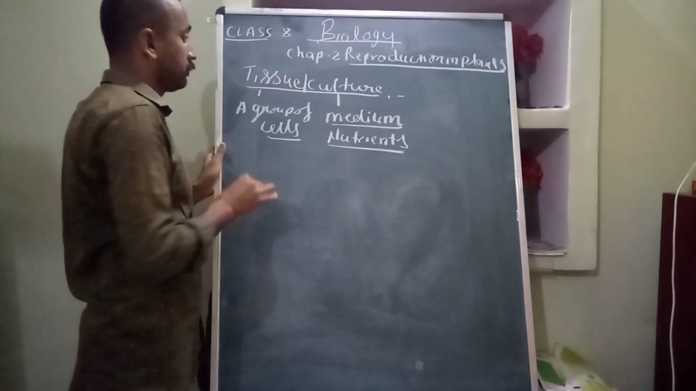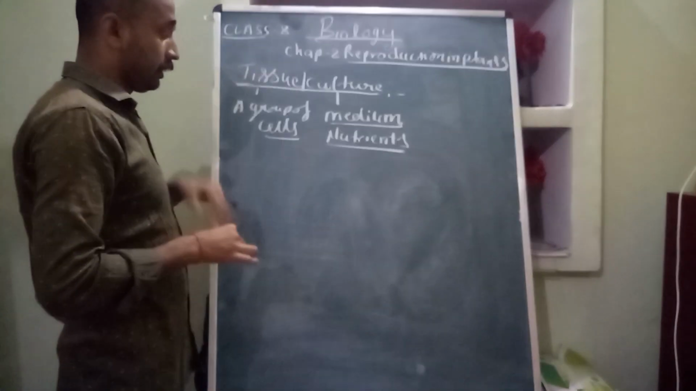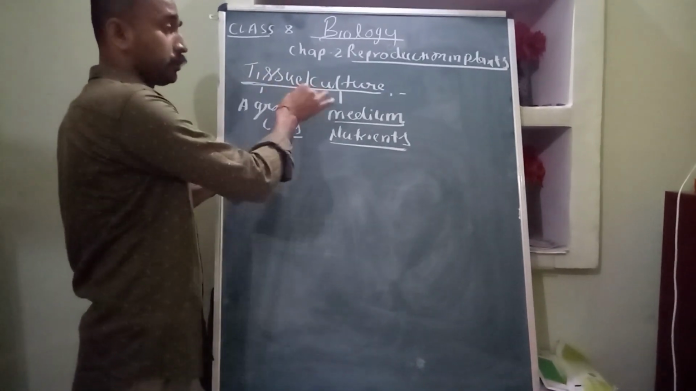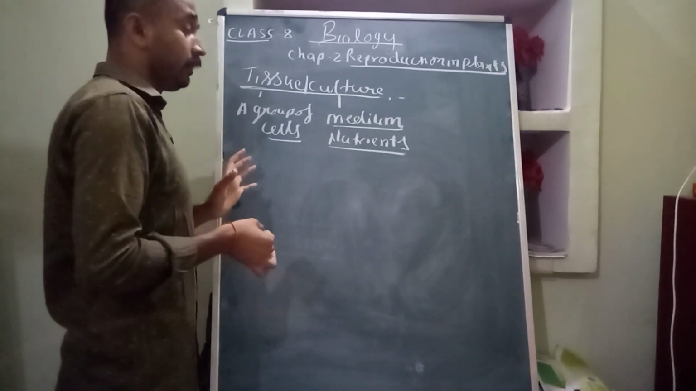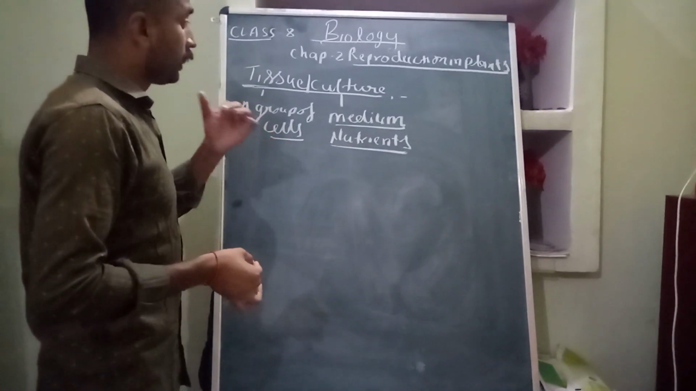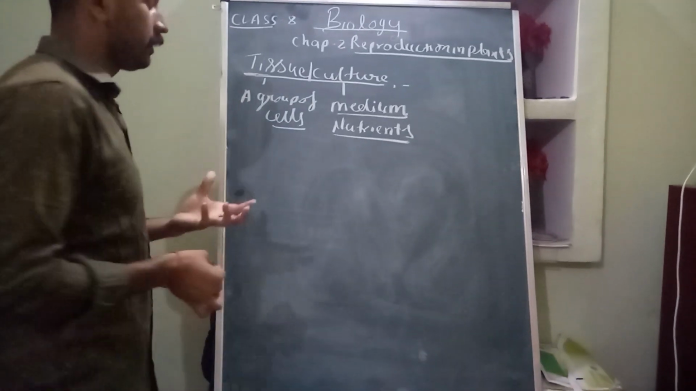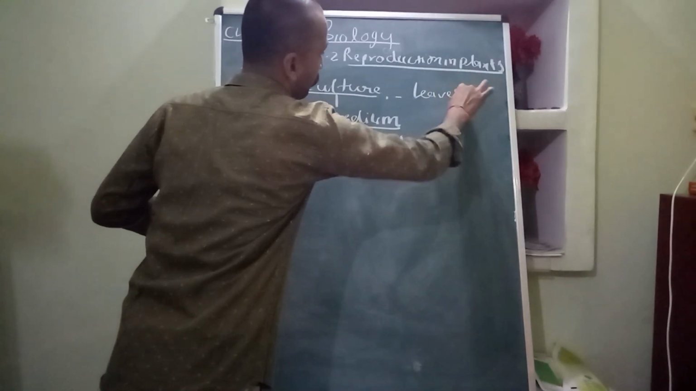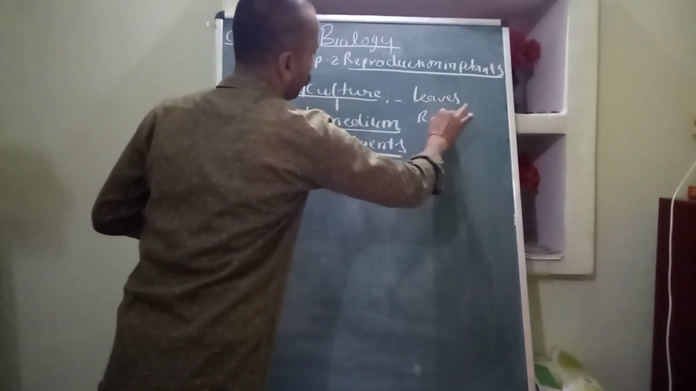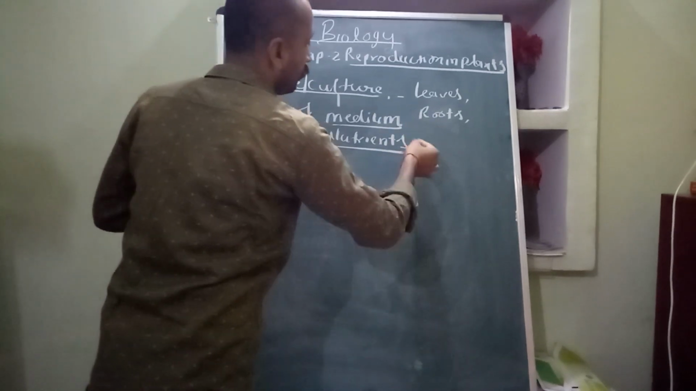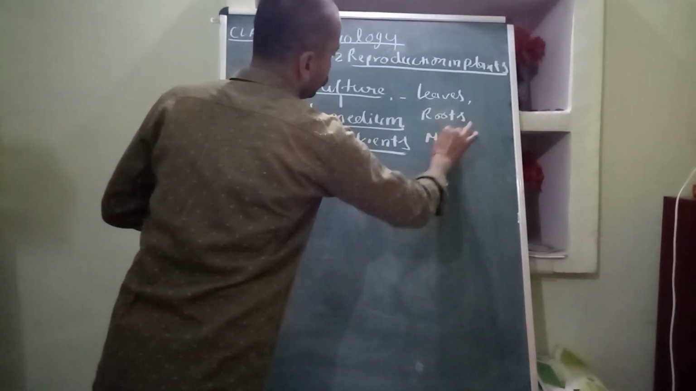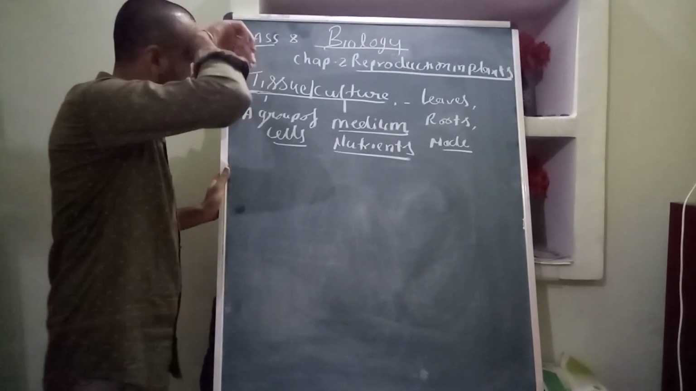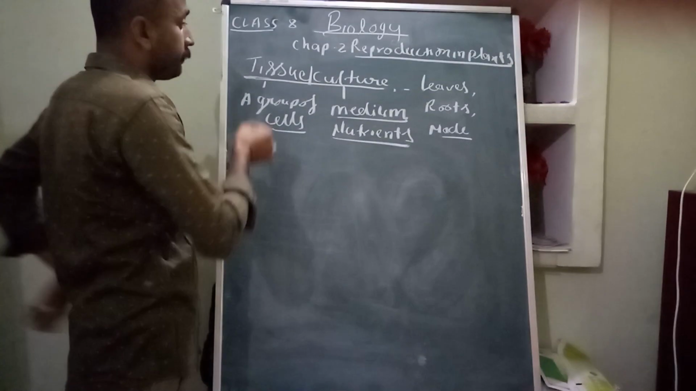In tissue culture, nowadays, a large scale method used is tissue culture, because in this method only some parts of plants are used, like leaves, roots or node, growing bud or node, used mainly.